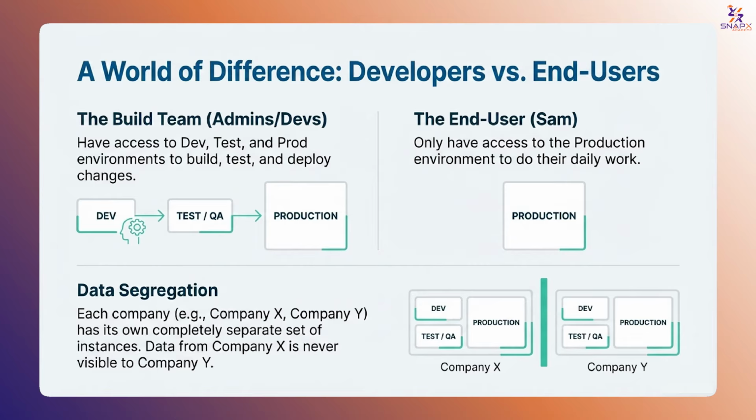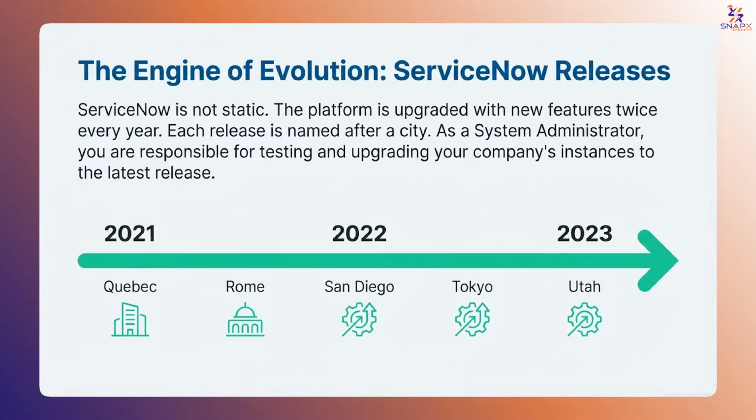Company Y, the other company, has the same type of setup, their own dev, test, QA, and prod. These instances are isolated, and Company X cannot see Company Y's data, and vice versa. Next, let's talk about releases. Just like Windows or Office 365 get updates, ServiceNow also upgrades the platform regularly.